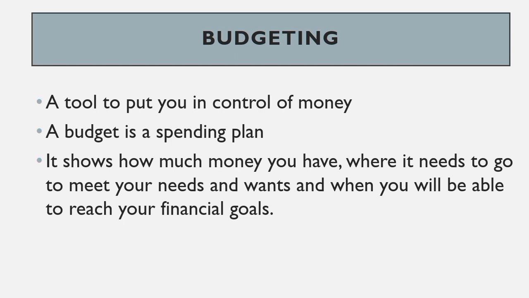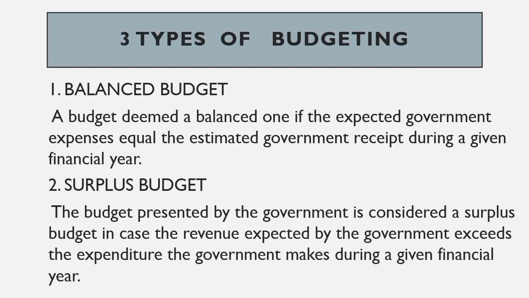Three types of budgeting. First, a balanced budget. A budget is deemed a balanced one if the expected government expenses equal the estimated government receipts during a given financial year. It is a budget in which revenues are equal to expenditures. More generally, it is a budget that has no budget deficit but could possibly have a budget surplus.